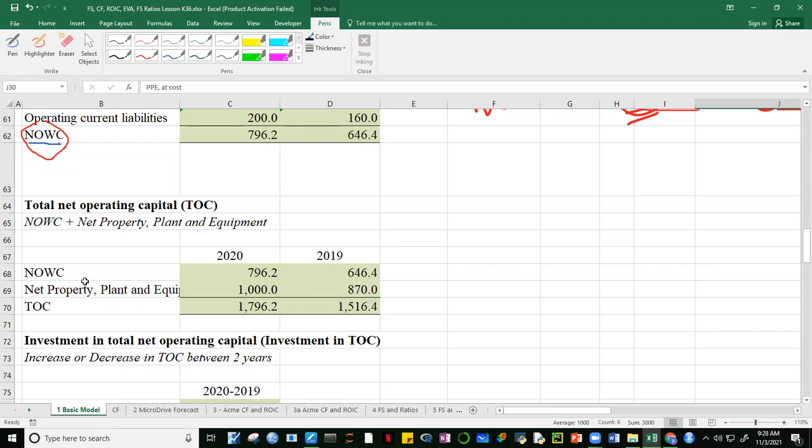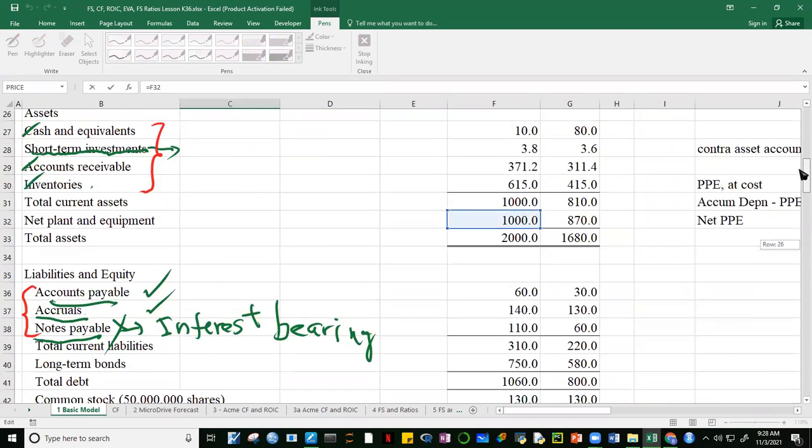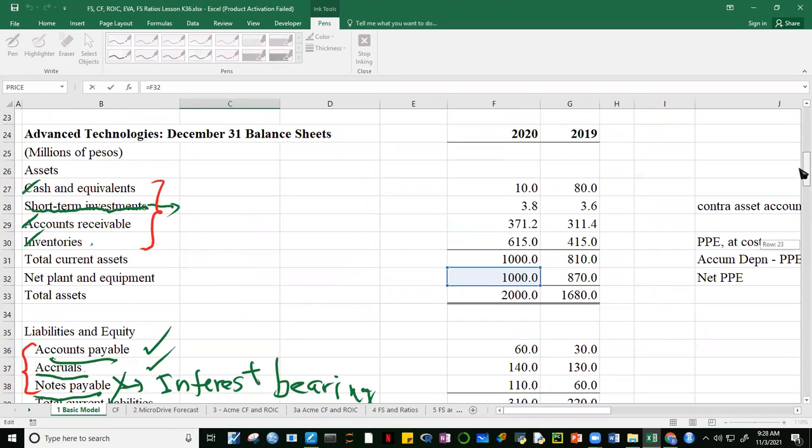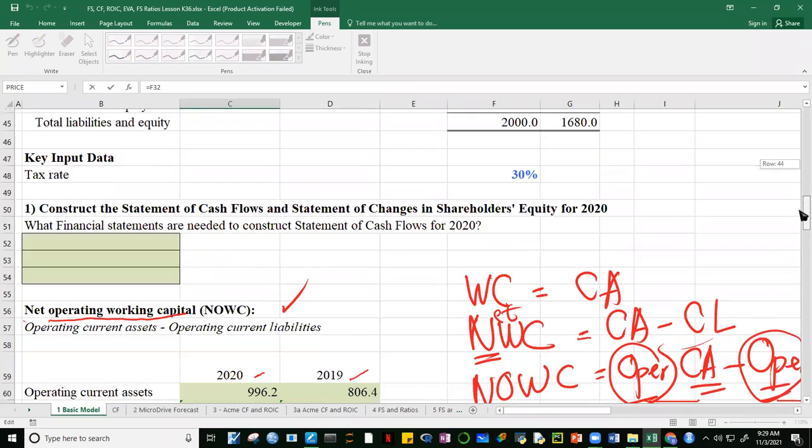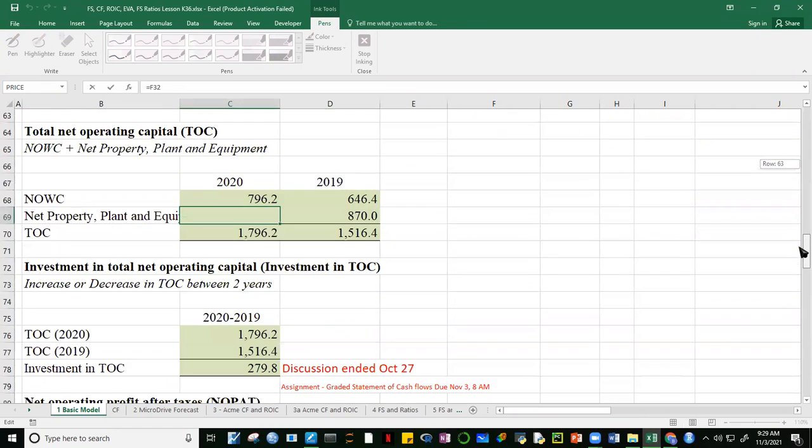Okay, so for TOC, total net operating capital for 2020, we just copy the net operating working capital, which we copied from the previous computation, and then we get the net PPE from the balance sheet. By way of reminder, guys, if you're given both the PPE and the net PPE, get the net PPE to compute for the net operating capital.